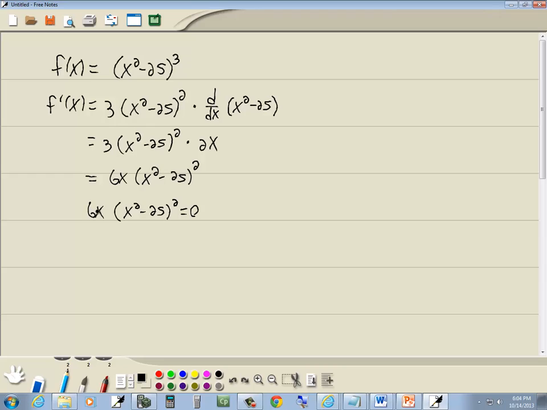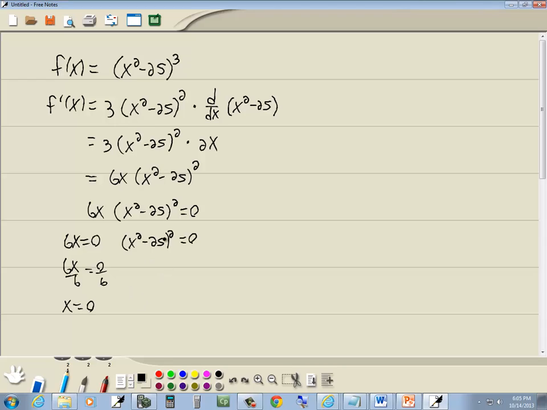Now, zero factor property says you get 0 on one side, you factor the other side, you can set each factor equal to 0. So I'm going to set 6x equal to 0, and I'll set (x squared minus 25) to the second power equal to 0. Now here we'll divide both sides by 6. And 0 divided by 6 gives us 0.